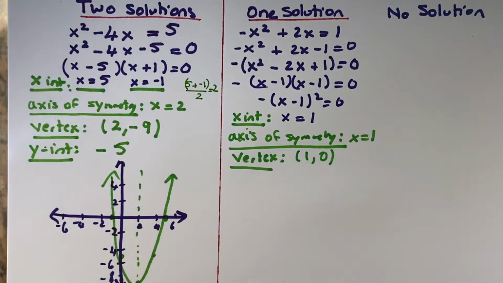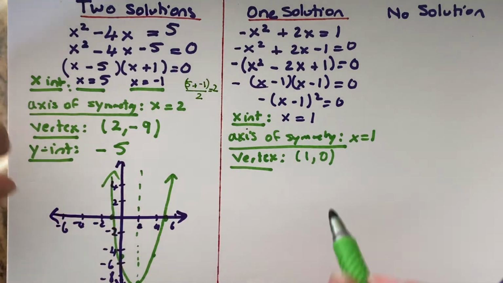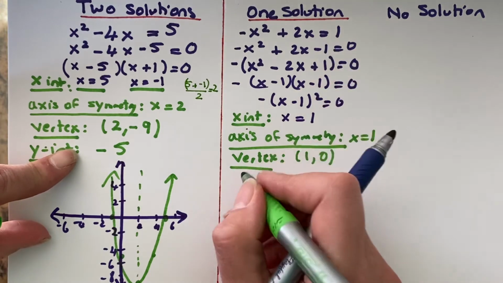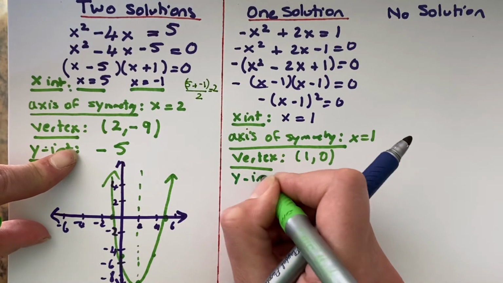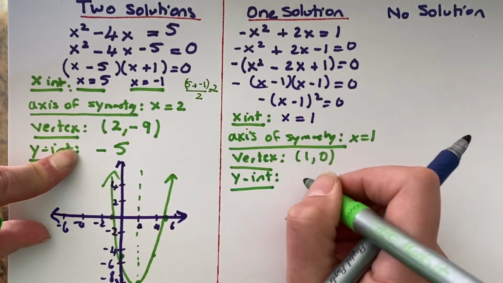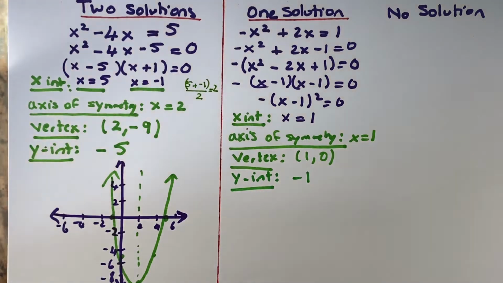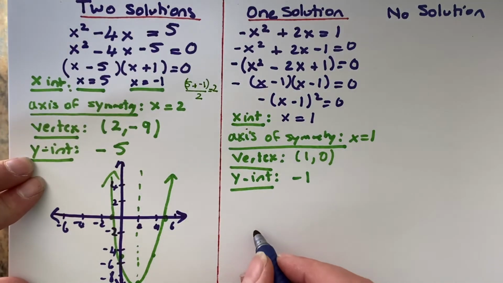Well, that's great. The problem is all I have is a vertex. So what other information can I find out? Well, I could look at my y-intercept, and this time that y-intercept comes in super helpful because I know that's a -1. So now I have 2 points. I have a vertex and a y-intercept, and from there, I'm really going to have to graph to get the rest.